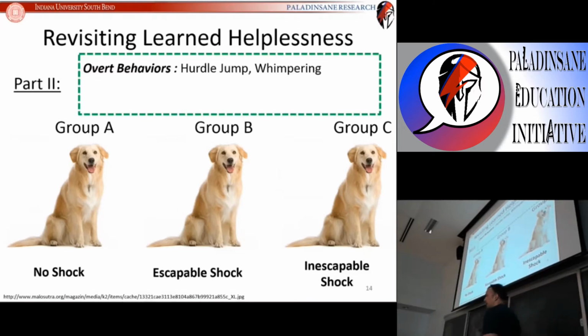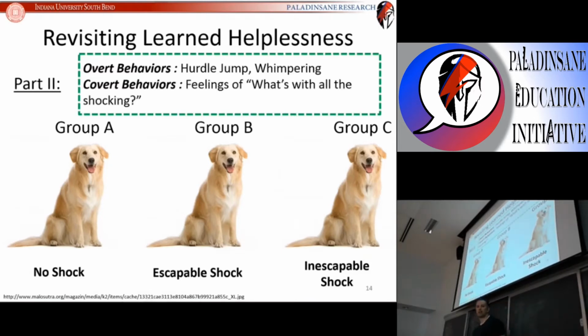So that would all be overt behaviors. And then once again, covert behaviors. I'm sure a lot of them started getting fed up with the shocking. Not something that you can directly observe, but behaviors nonetheless. So always keep that in mind, that a covert behavior cannot be observed. We might observe outcomes of that behavior. Those are overt, but if it cannot be observed, that's a covert behavior.